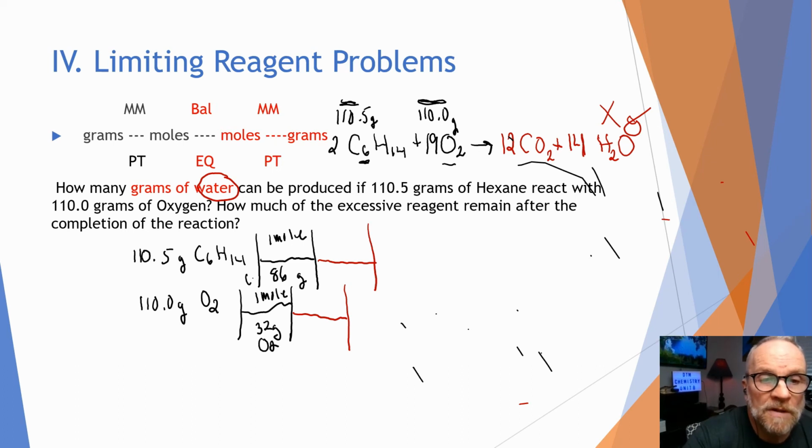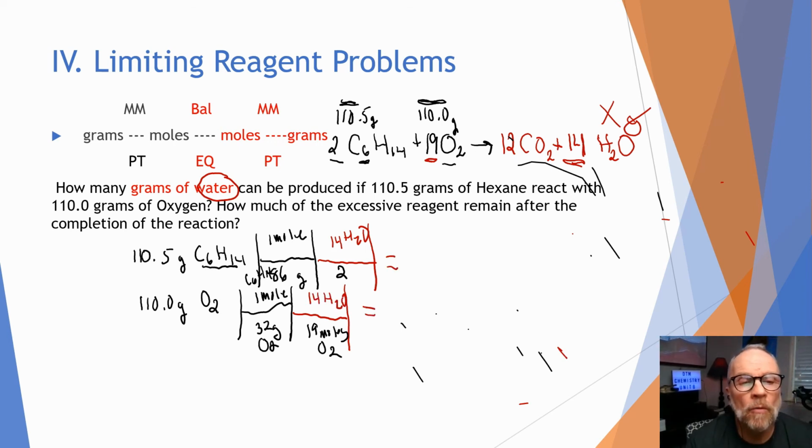So this is C6H14 here. Okay. And then finally, let's do the moles to moles. So C6H14, there's 2 moles of C6H14 per every 14 moles of water. And so oxygen, we have a whole bunch of oxygens there, moles. We have 19 moles of oxygen per every 14 moles of water.